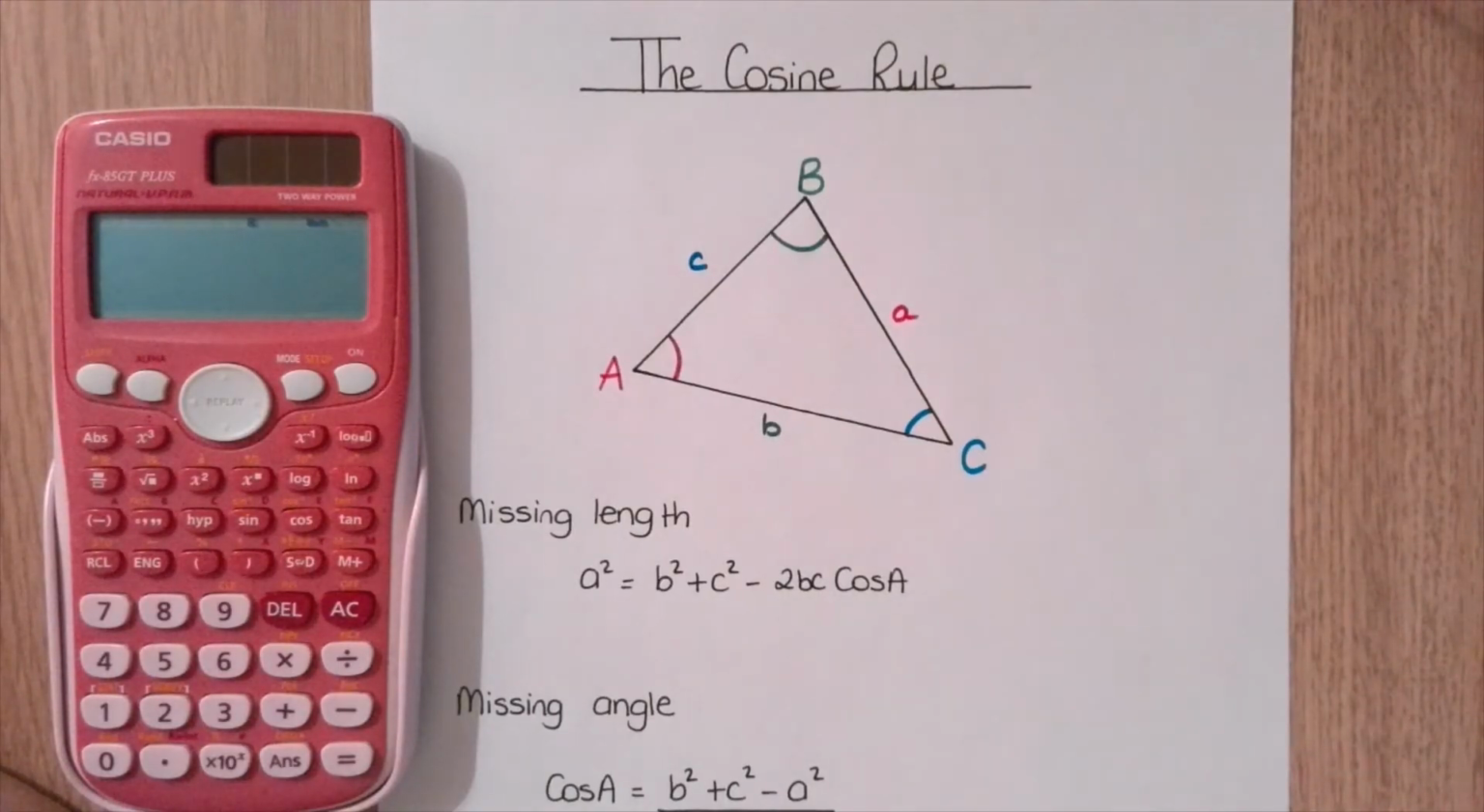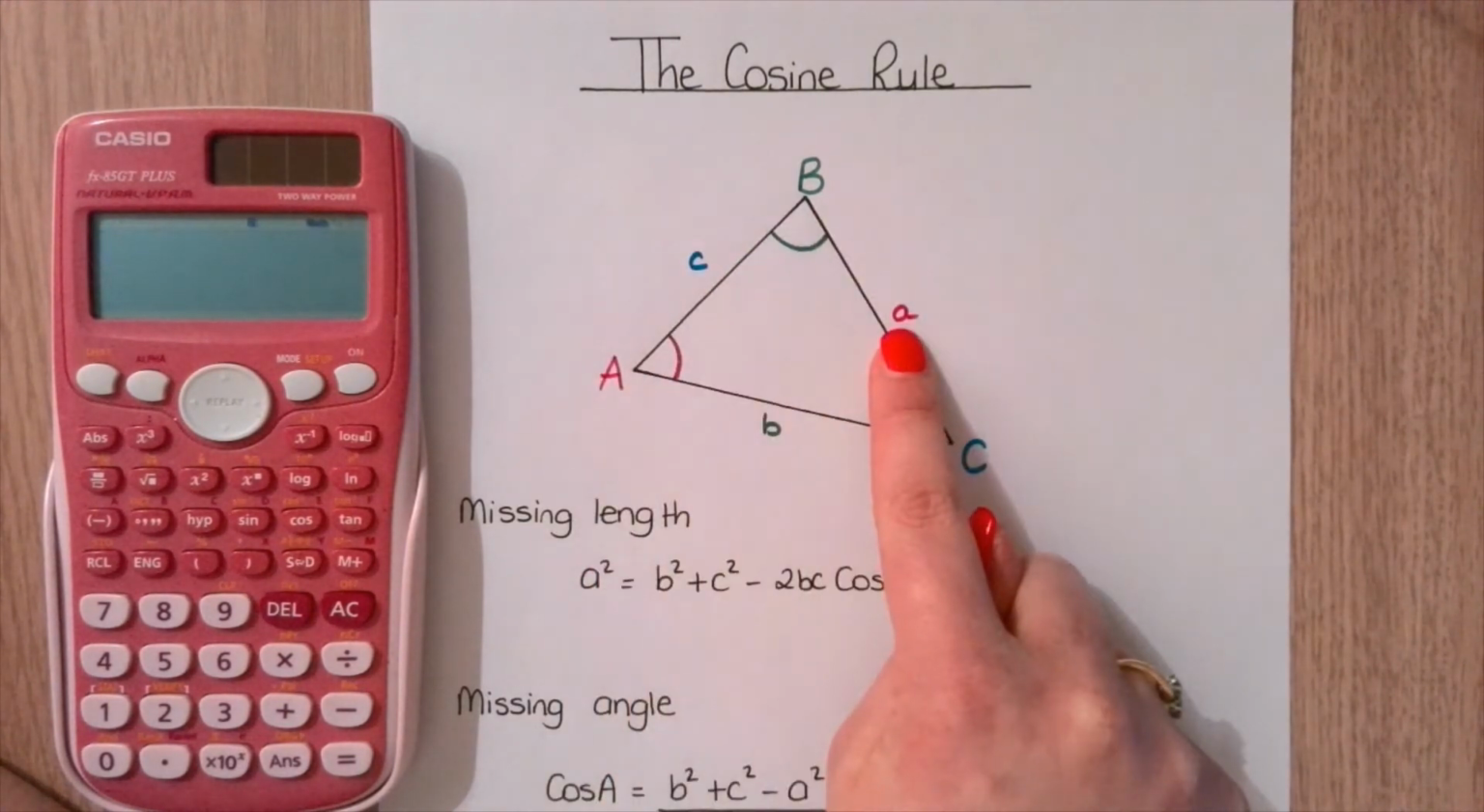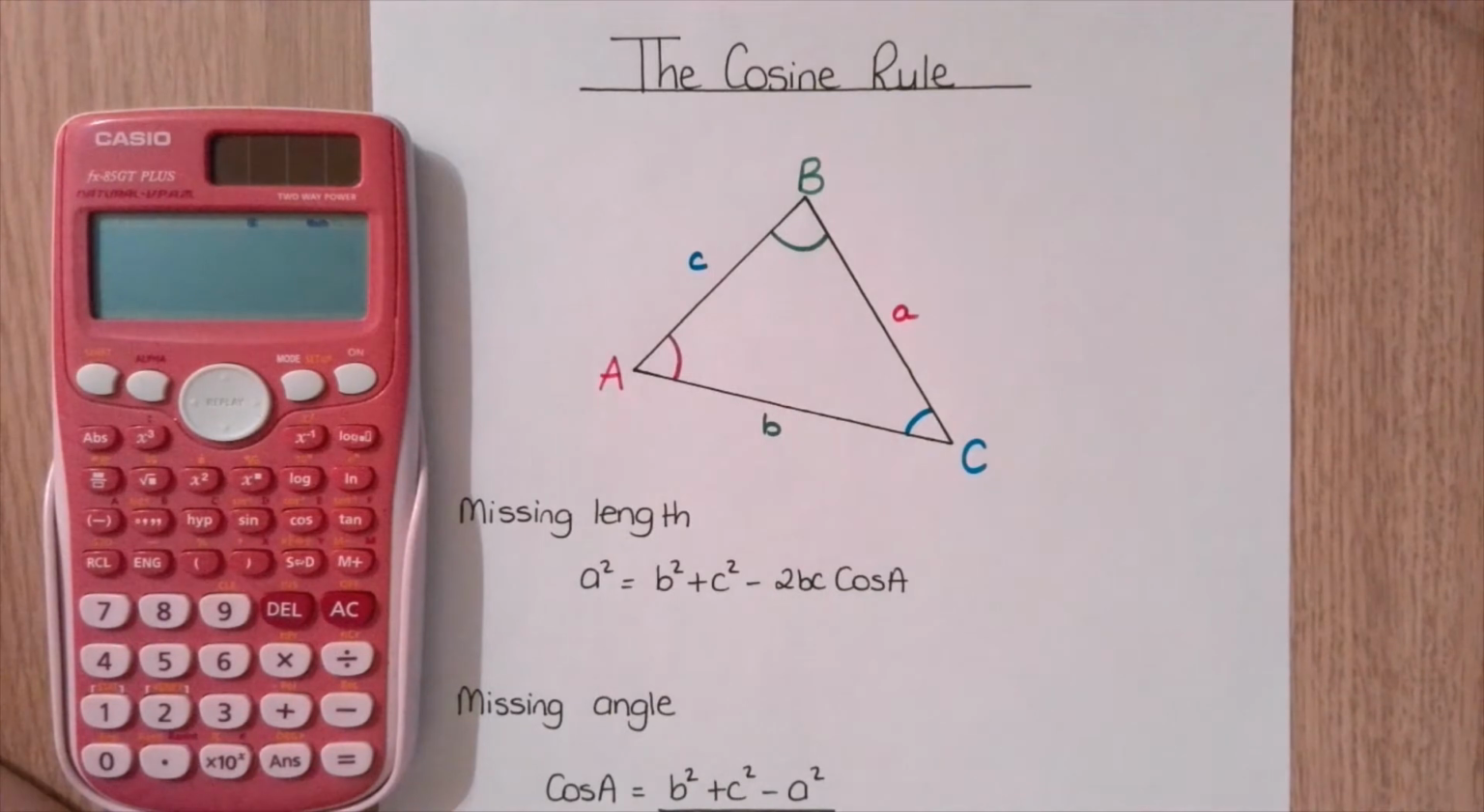Okay, so now on to using the cosine rule. I've already labelled the triangle with my capital letters and my lowercase letters. So now I want to introduce to you the formula for the cosine rule for a missing length and for a missing angle. So the formula for a missing length is a squared is equal to b squared plus c squared minus 2bc cos A.